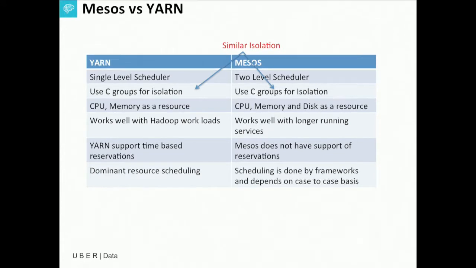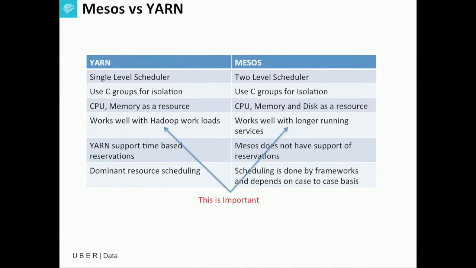Both have cgroup isolation, so container isolation is pretty good. CPU and memory are resources in Yarn. Disk right now is not there, but Mesos has disk isolation too, so that is one good thing. Yarn is very good at running Hadoop workloads, and Mesos is very good at running longer-running services. All of our microservices and other stateless services run on Mesos. Yarn has reservations. Mesos does not have it. That is good for batch jobs.